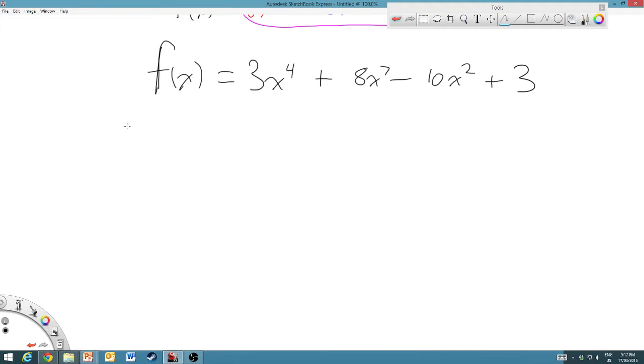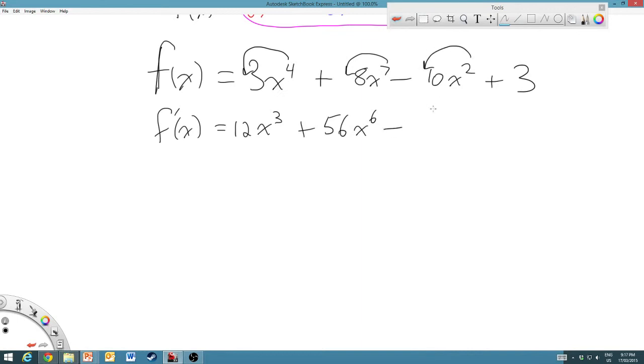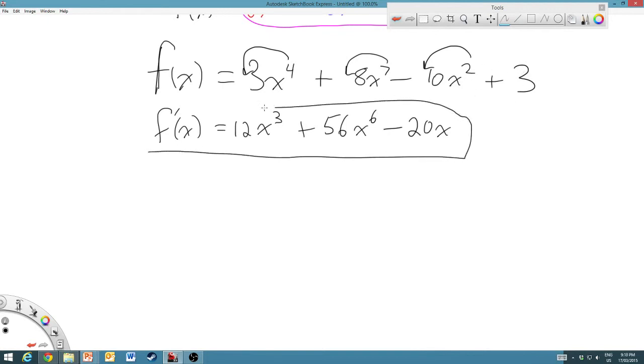Alright, here's how it would go. F prime of x would be the derivative of this. So derivative of this, bring the 4 down, so we get 12 times x, reduce the power, so it becomes 3. Bring the 7 down, 7 times 8 is 56, x to the power of 6, minus, bring the 2 down, 20, x to the power of 1, and this is a constant, and so the derivative of a constant is just 0, so we don't even have to add it in. So there you go. There is our derivative. That's the derivative.